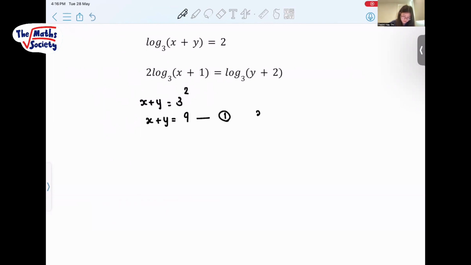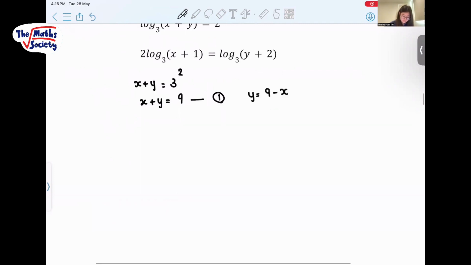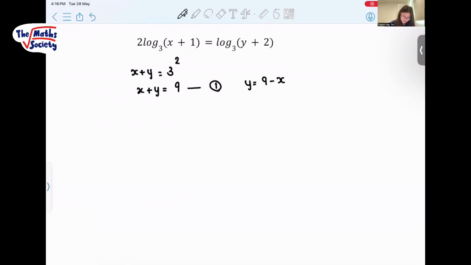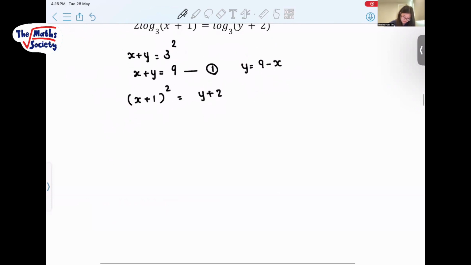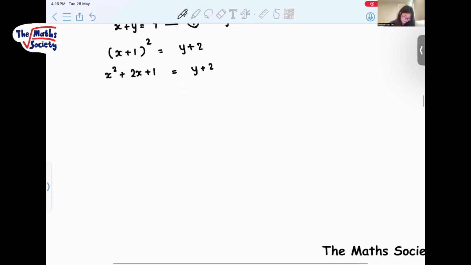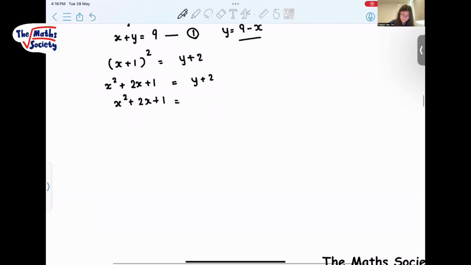So you can have y equal to 9 minus x, or x equal to 9 minus y. And then for the second one, as usual, you have x plus 1, the whole squared, equals y plus 2. And then you have x squared plus 2x plus 1 equals y plus 2. And because y is 9 minus x, right? We'll have 9 minus x plus 2.